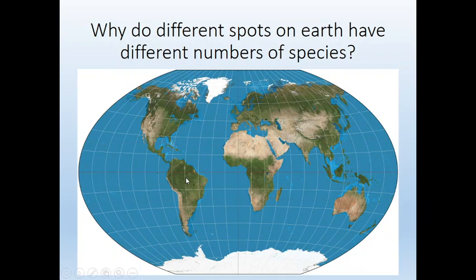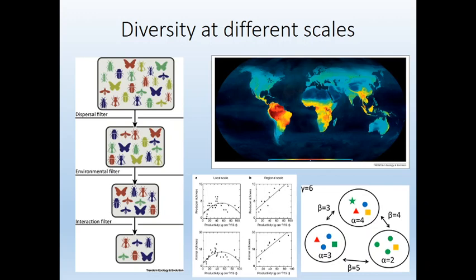Now, different places along the equator have different levels of species richness, yes, but a lot of this chapter is looking at why different spots have different numbers of species, and what we're going to spend some time looking at first is defining how we determine that, and that's what this lecture looks at. So throughout this unit, we'll be looking at diversity at different scales, from really small localized scales up to the global scale.